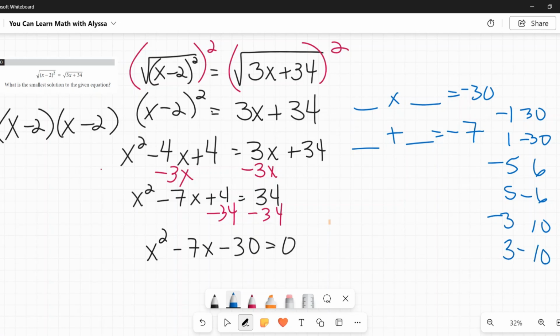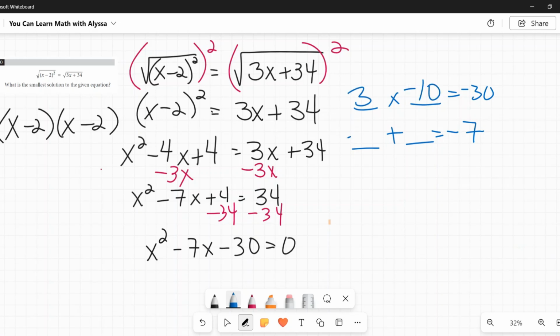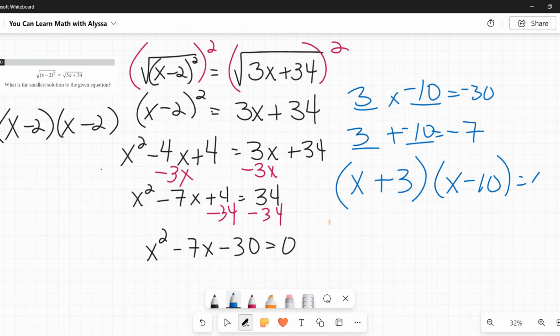And there's my pairs. Negative 1 plus 30 is 29. Nope, that's not it. 1 plus negative 30, negative 29. Nope. Negative 5 plus 6, 1. Nope. 5, negative 6, negative 1. Nope. Negative 3 and 10, 7. Ooh, close. 3 and negative 10, negative 7. Ding, ding, ding. All right, so 3 and negative 10. There we go. So that's going to be x plus 3 times x minus 10 equals 0.